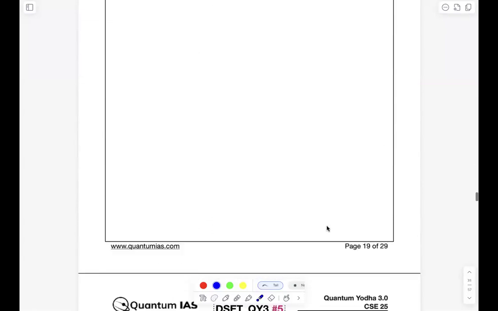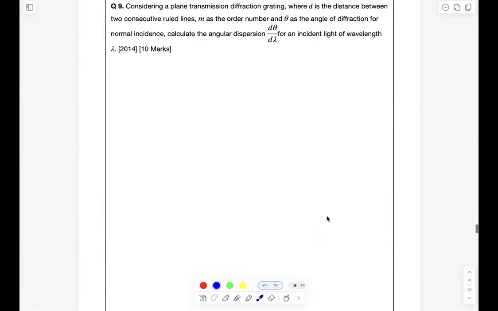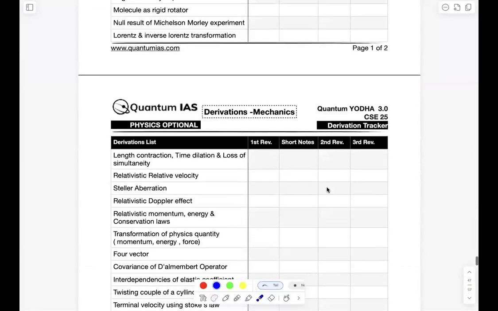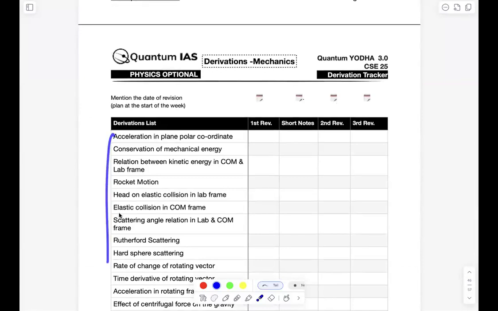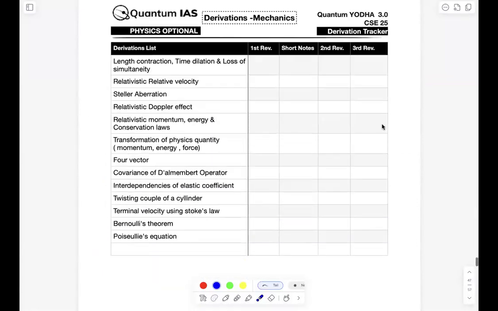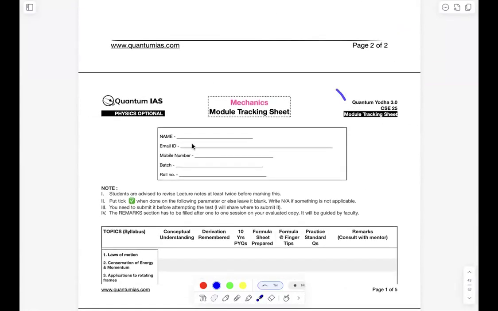Apart from that, we will have multiple things to track you. There will be multiple trackers like this. The derivations tracker: I will give you the whole derivation list, and you mark the first revision, short notes, and second revision. Again, we will take this in detail in the orientation class. Then you have a module tracking sheet.